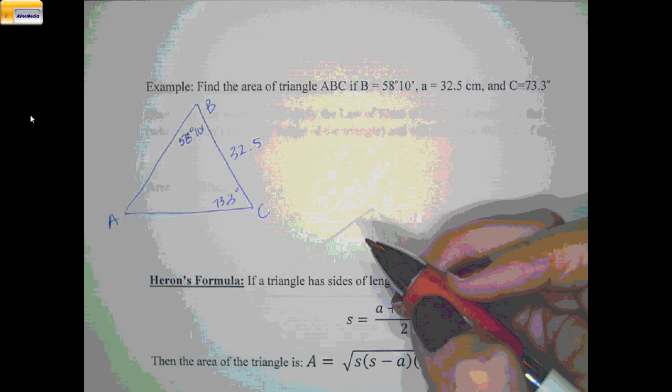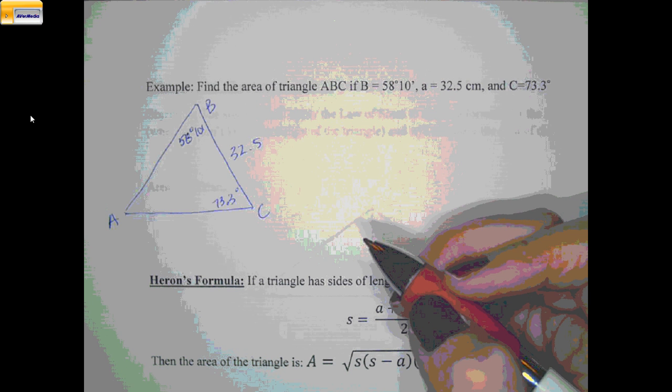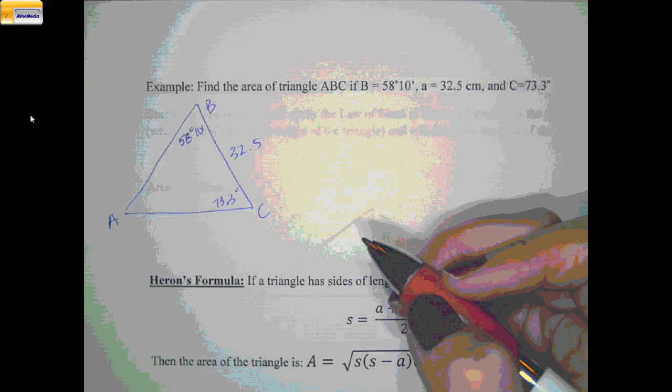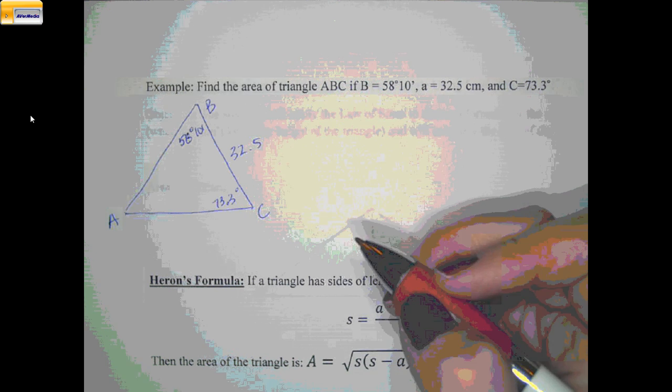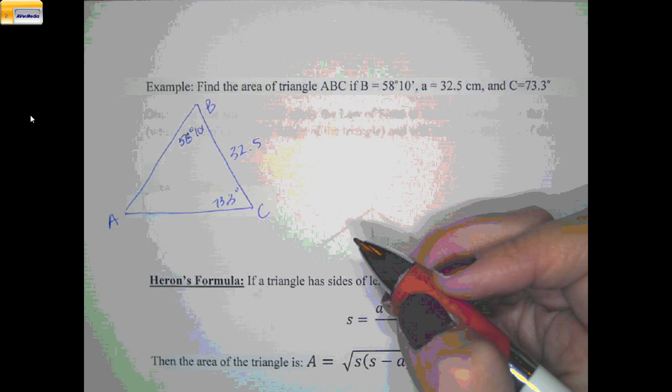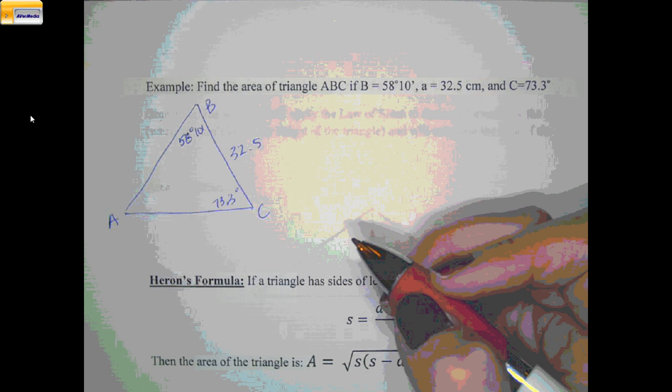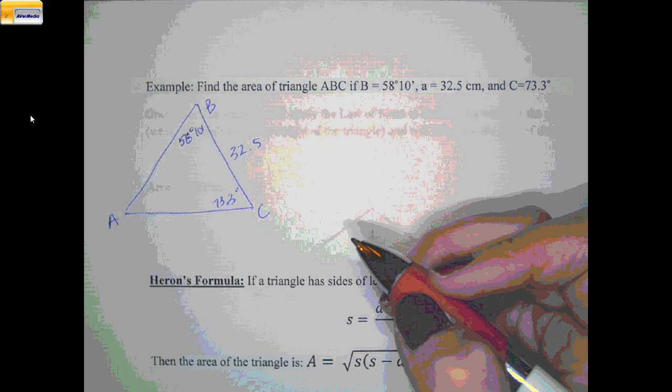Why is it 58 degrees 10 minutes and 73.3? It's just the way it's set up. It's not going to matter, because in the end, we're just looking for area. So it doesn't matter what you use. Does that make sense? Okay, here's the problem.